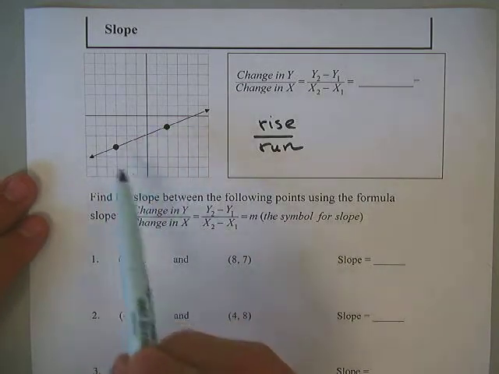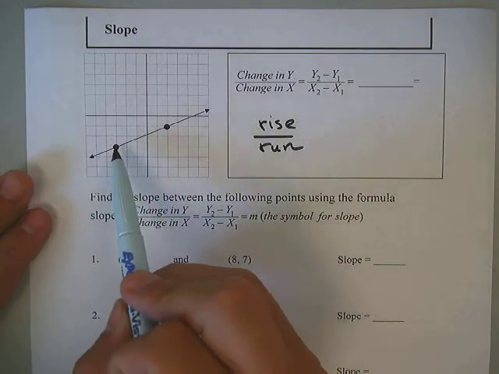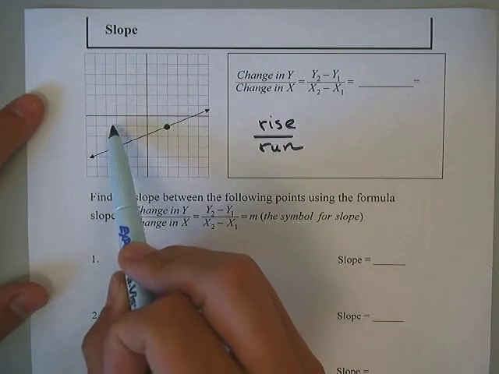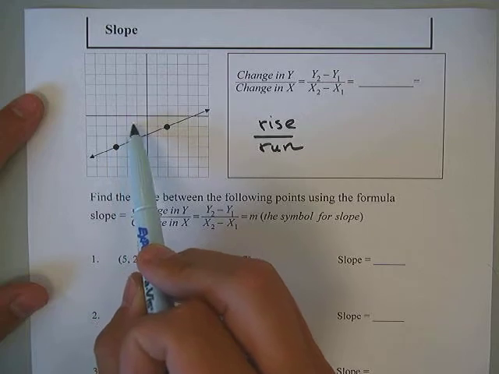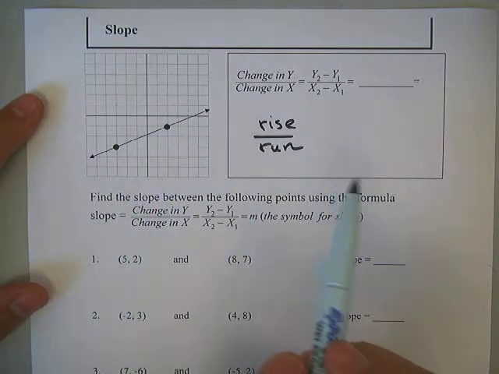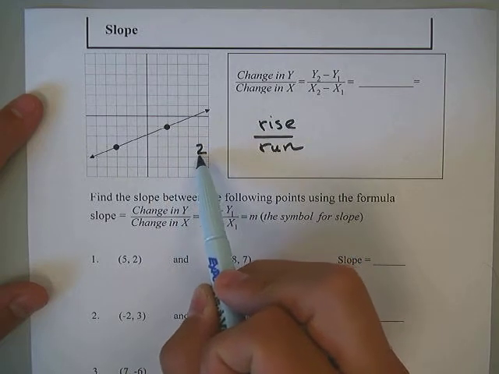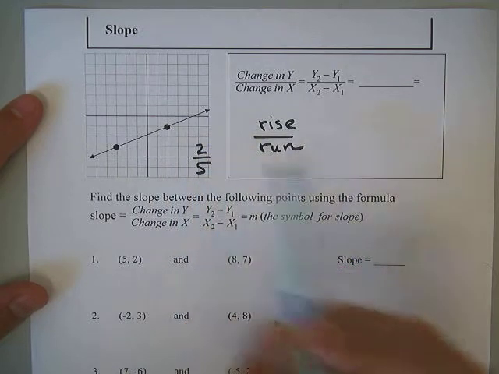If I wanted to talk about the slope of this line, I'm going to talk about how far up to get from here to here. Up, 1, 2. Then how far over? 1, 2, 3, 4, 5. So I would write the slope of this line as up 2 and then to the right 5.